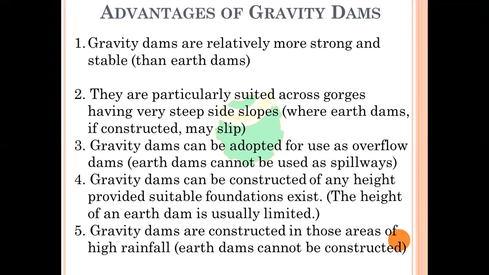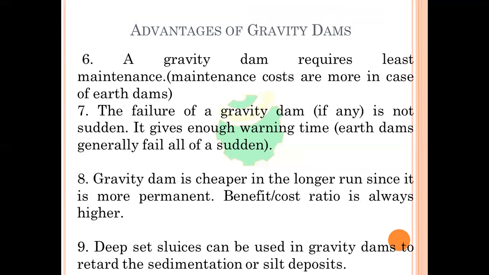These dams are constructed in areas of high rainfall because they bear more pressure. The dam is very strong and bears more water pressure. A gravity dam requires the least maintenance. Once constructed, the maintenance is very little, but the initial construction cost is more.